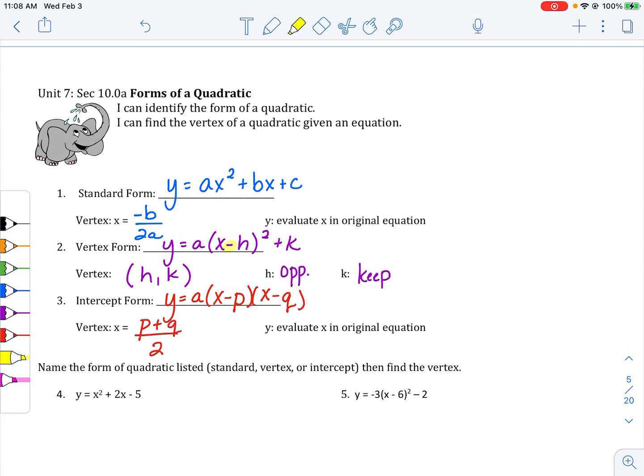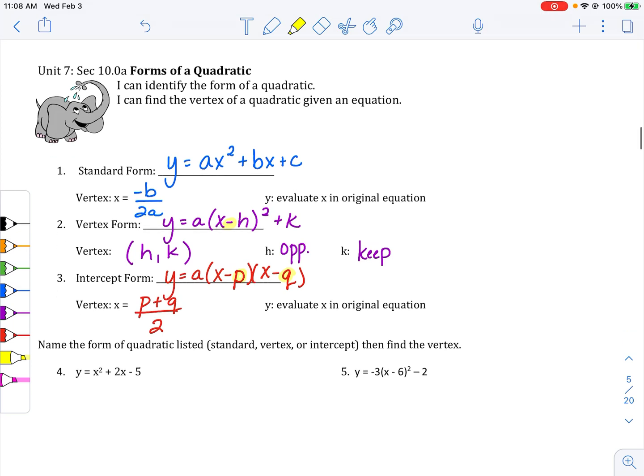Similar to the h, the p and the q both have a minus, so when you plug in p and q, you need to take the opposite of what you see. And then to find the y value, similar to standard form, you evaluate x in the original equation. So our task for today is just to be able to identify what form we are talking about and what is the vertex of that particular equation.